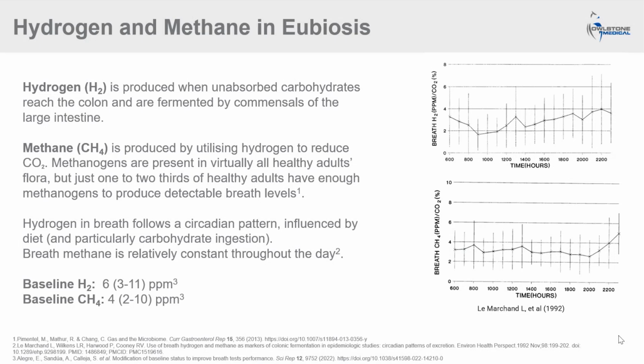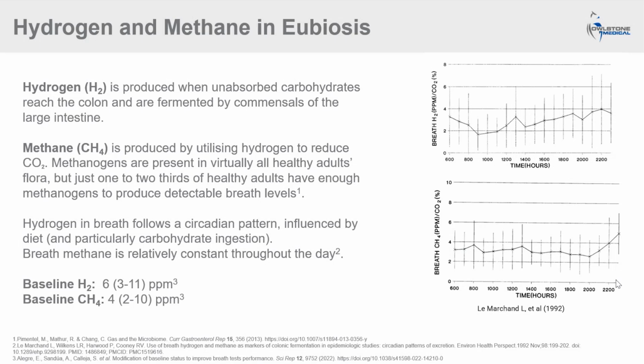So we know that hydrogen is produced when unabsorbed carbohydrates reach the colon and are fermented by commensals of the large intestine, while methane is produced as an escaped metabolism of hydrogen by archaea, and not every adult is a producer. So what do we expect in a normal population? At baseline, in fasted conditions, research shows us that hydrogen has a median value of 6 ppm and methane of 4 ppm. After meals, especially those rich in carbohydrates, there's a noticeable increase as a postprandial peak in hydrogen and methane production due to fermentation.